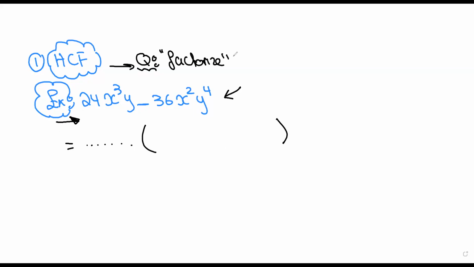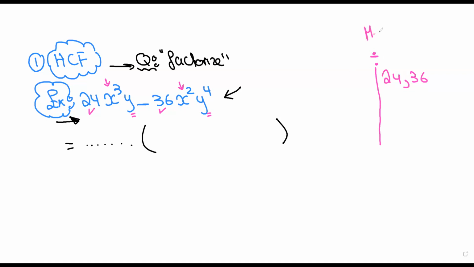If we look at this example, it contains a numerical part, then the letter X, and then the letter Y. My advice is work on each item individually. So let's start with the numerical part. 24 and 36. What is the highest common factor of 24 and 36?